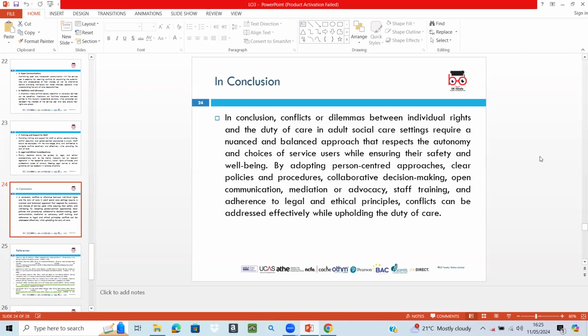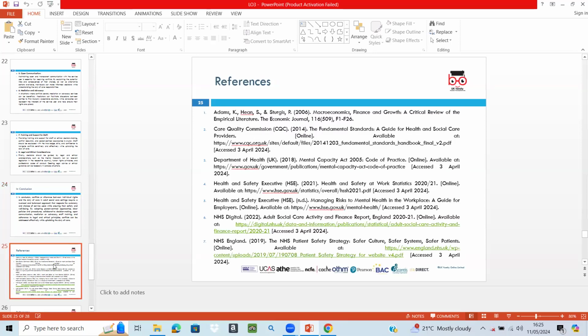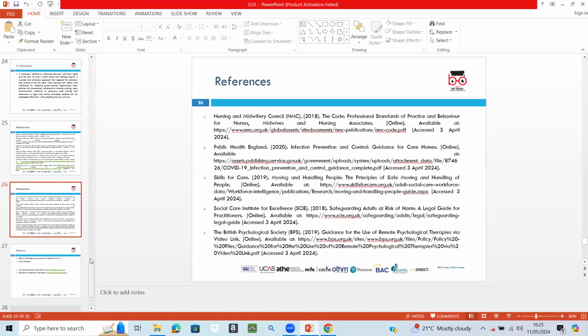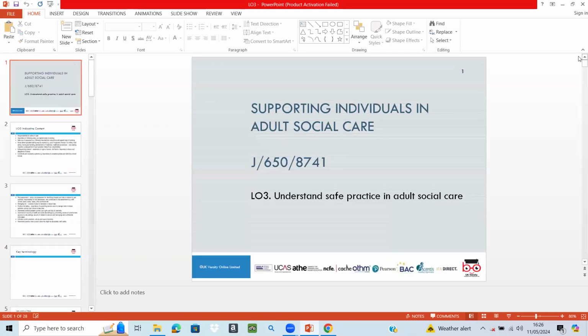Then on to the next slide. Right. So we have the references here. Yes, next. Right, okay. So all these were the important aspects related with the learning outcome 3, which was understanding the safe practices in adult social care.